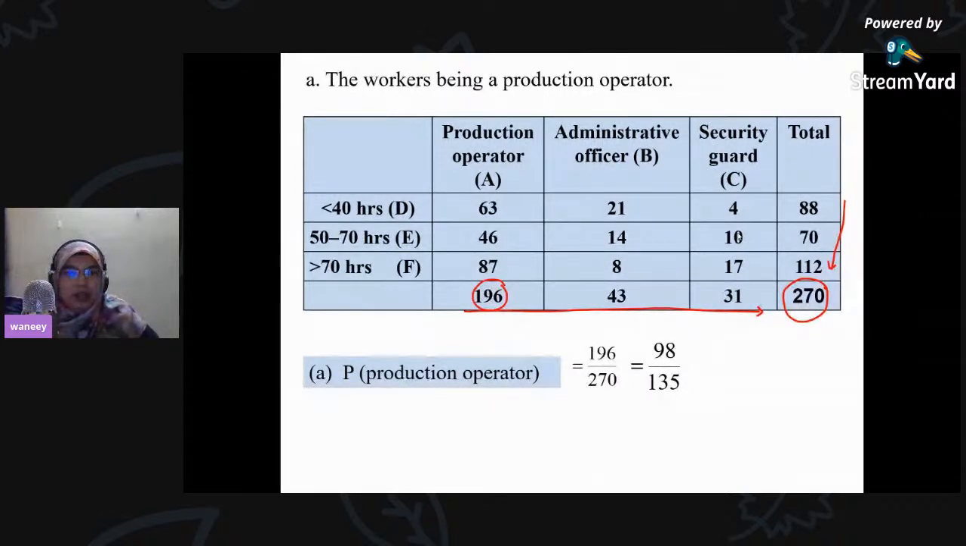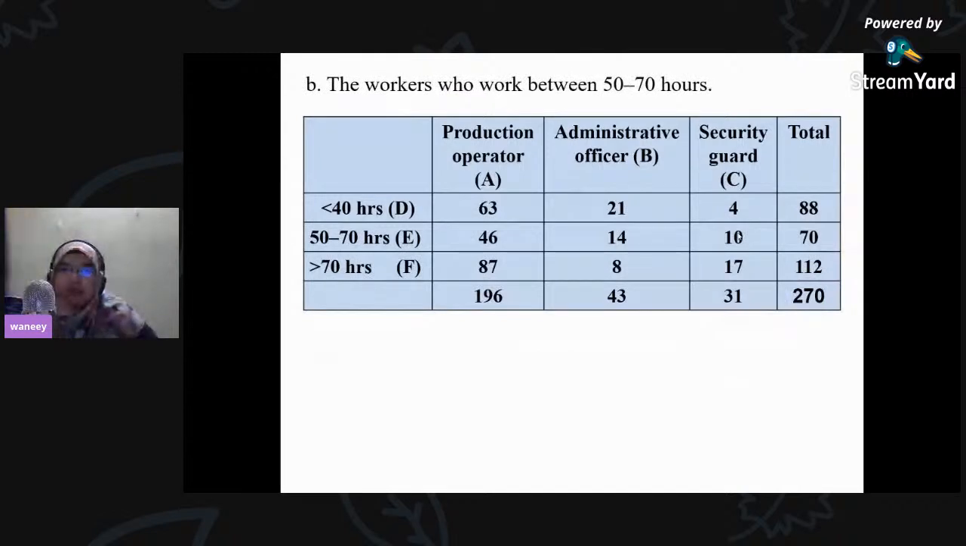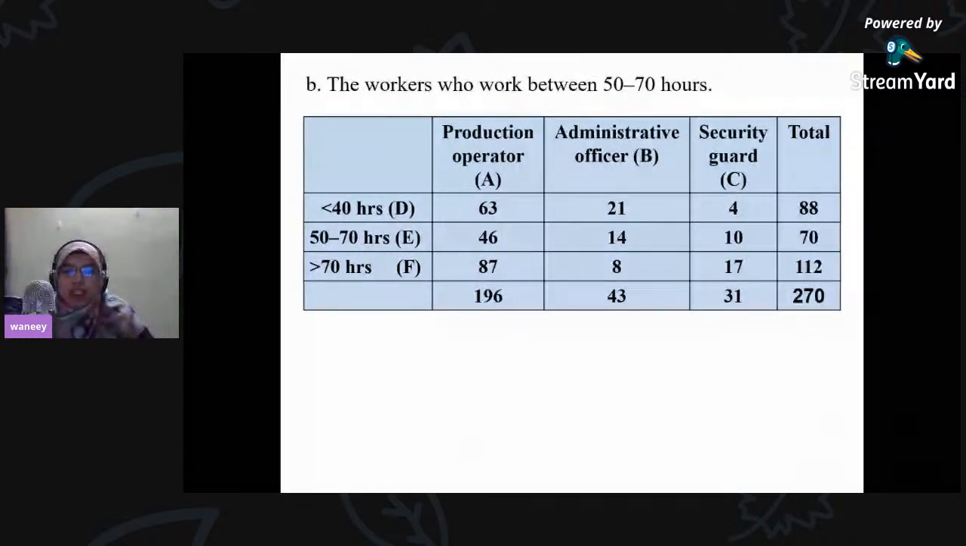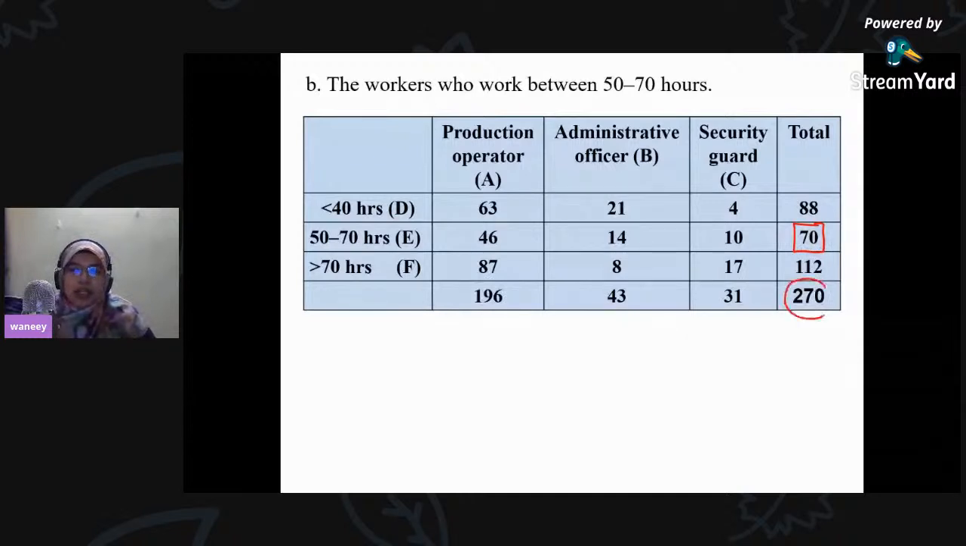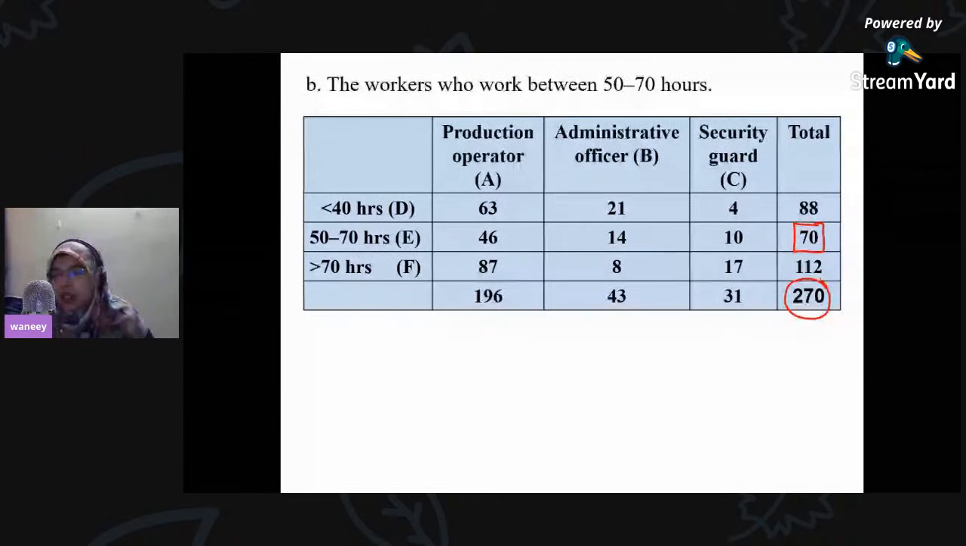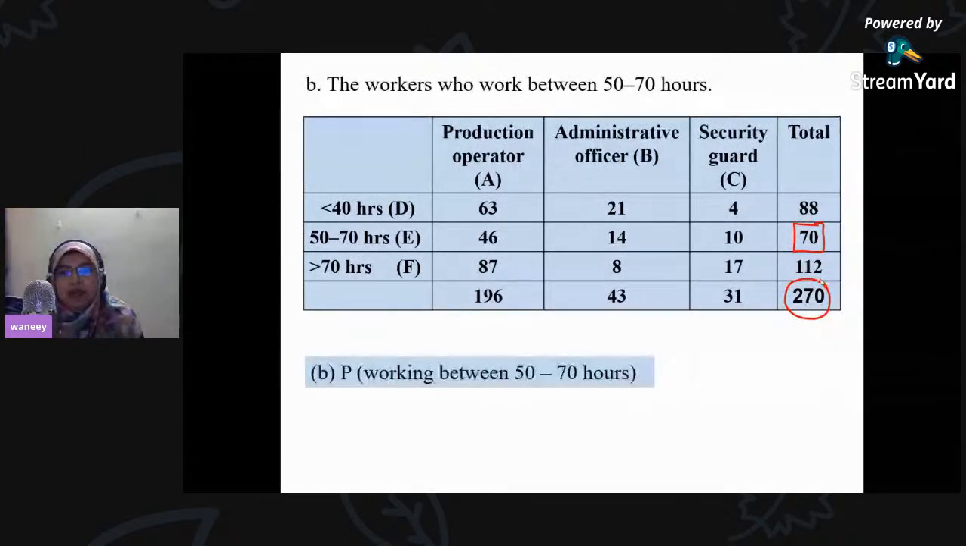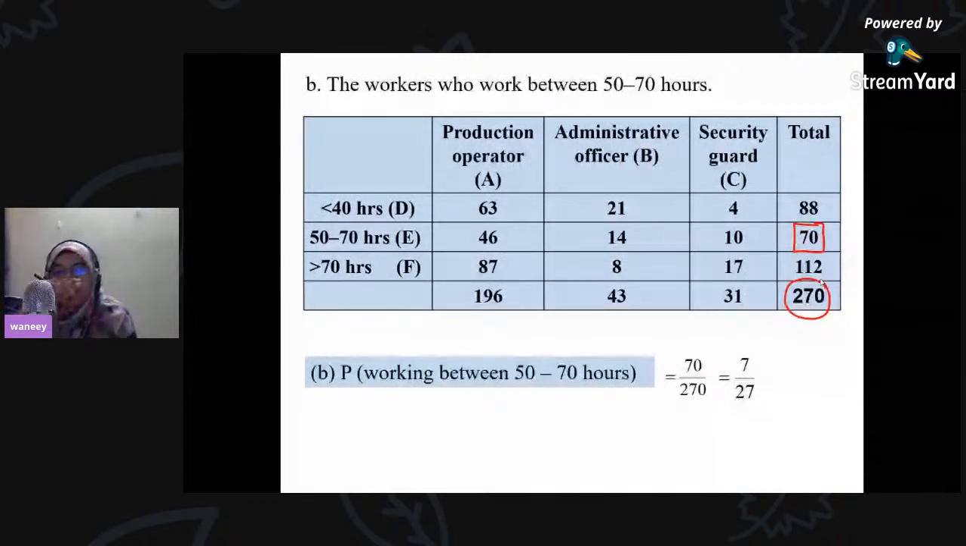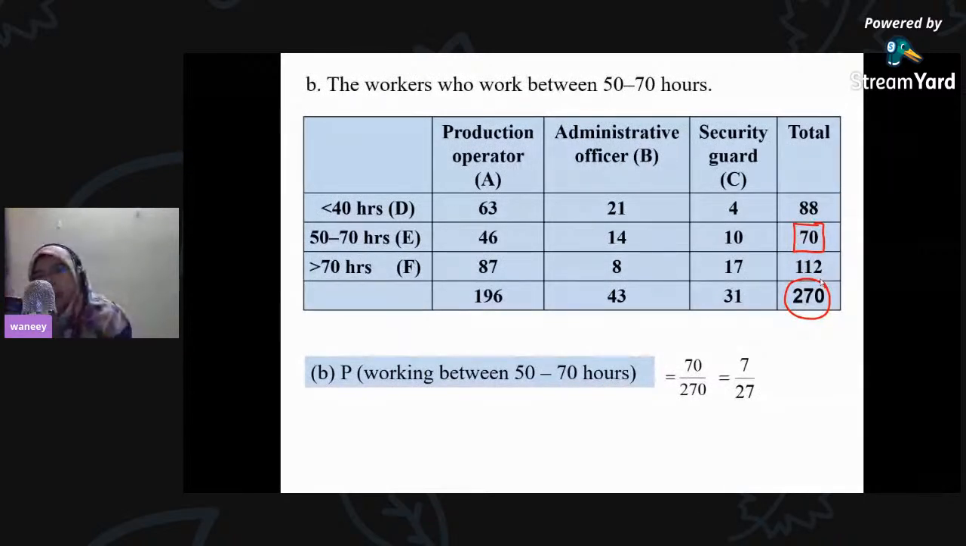Okay, next. The workers who work between 50 to 70 hours. Okay, so now 50 to 70 hours. So that means if we look at the total number of workers, it is 70. Altogether in our sample space is 270. So the chance is 70 over 270, and this is equal to 7 over 27. So we simply read our table, go to the most right hand side, and then see the total number of workers that satisfy that condition.